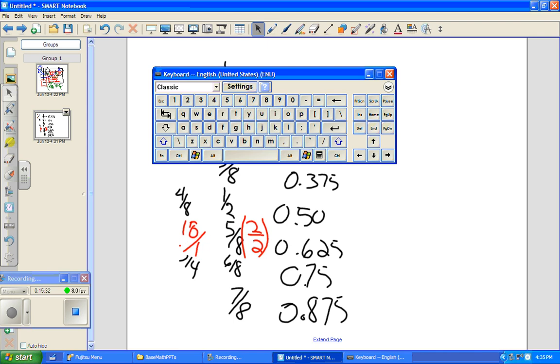Oh, that's not back in. Actually, let me try this. Yeah, like that.